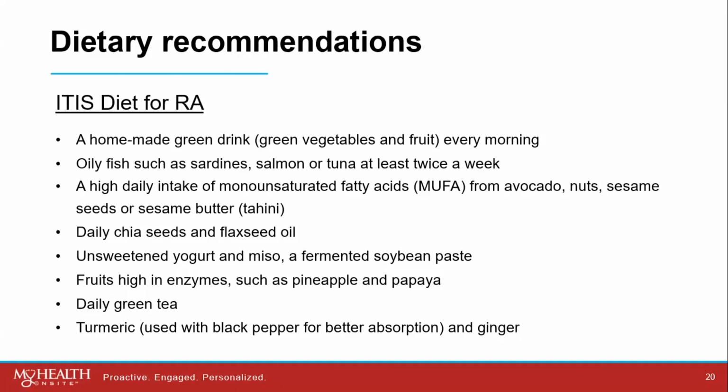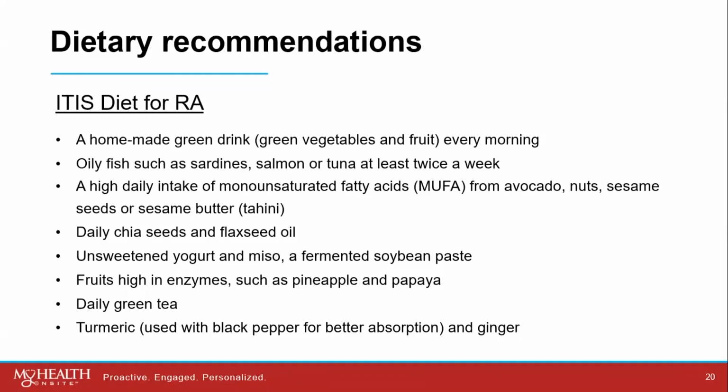So she decided on making sure that you have fruits that are the brightly colored ones that we talked about, but also including the ones that have the beneficial digestive enzymes, pineapple and papaya. She recommends daily green tea, as you know why, and turmeric used with black pepper for better absorption, and ginger. So this diet, she actually did an experiment.